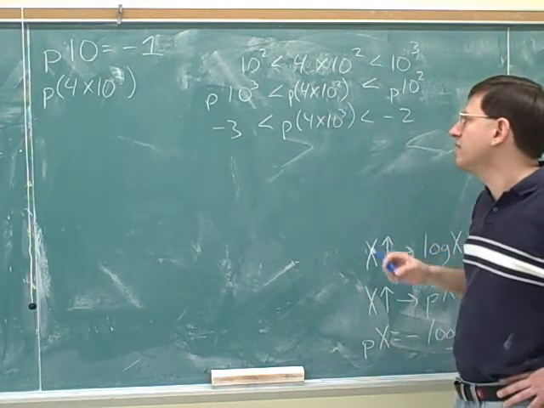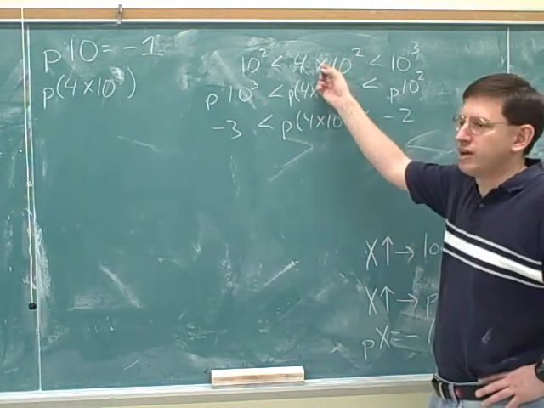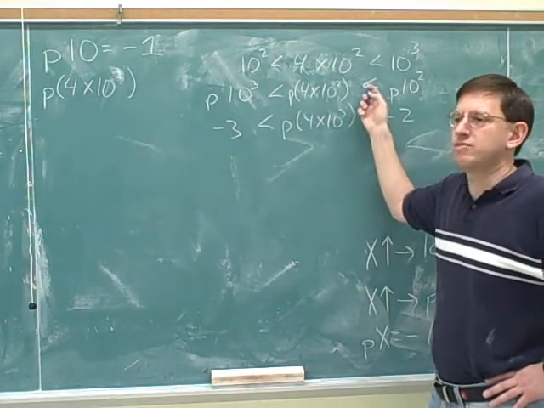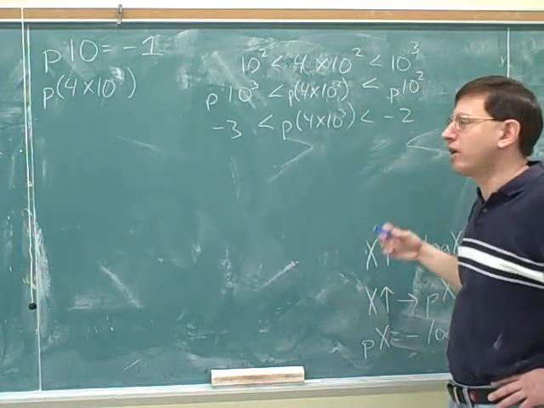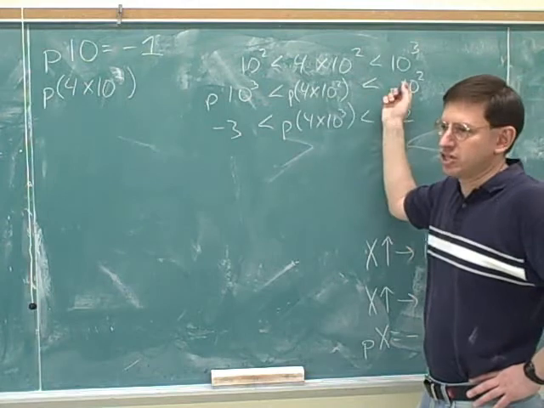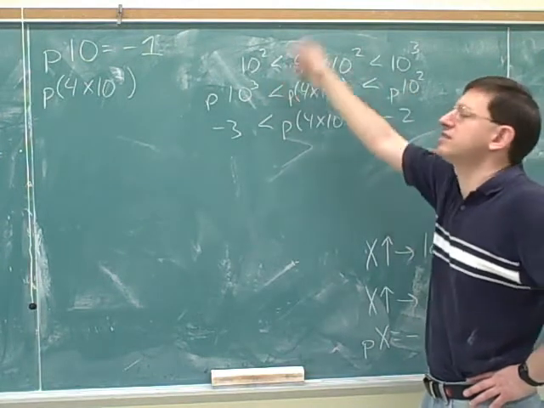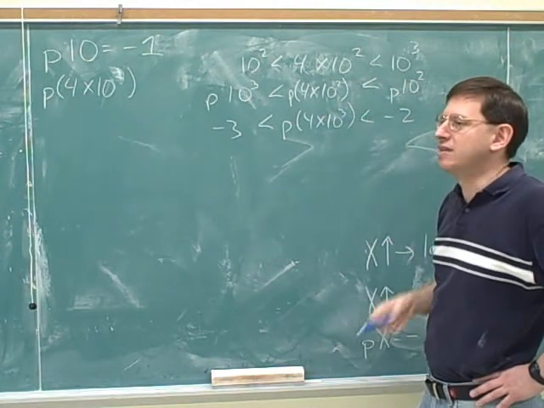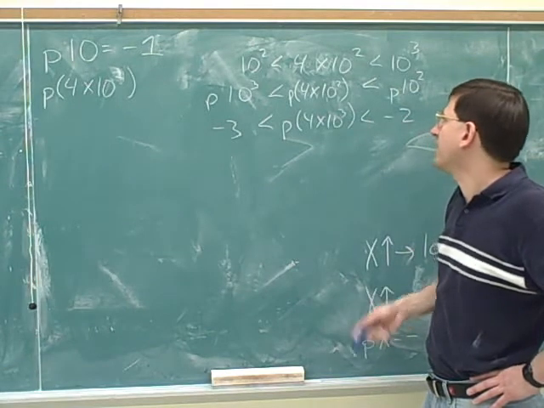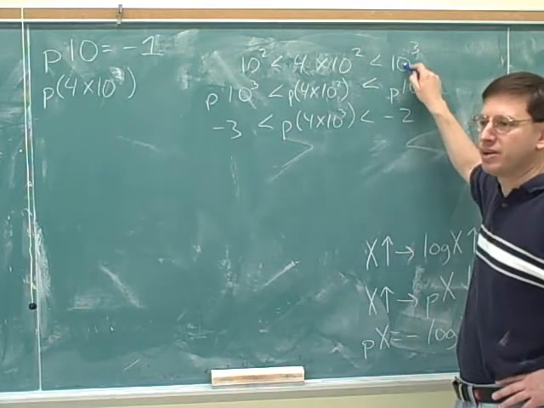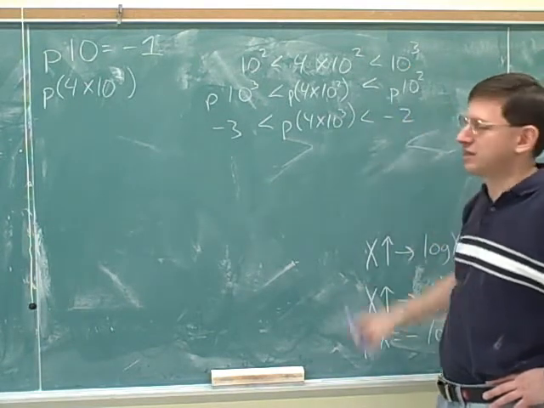The only difference is that when you take the logarithm of all the numbers, the inequalities keep the same direction. But when you take the p of all the numbers, you have to flip the positions in the inequality. But otherwise, this is the same exact approach. And the big thing, again, that we left out the first time is we left out the upper bound. Putting in this upper bound really helps us to think through the problem.